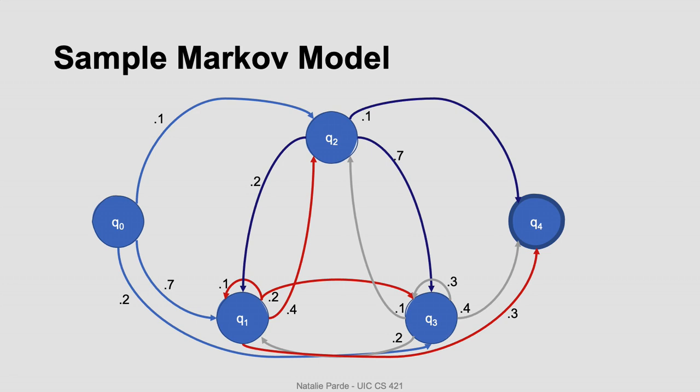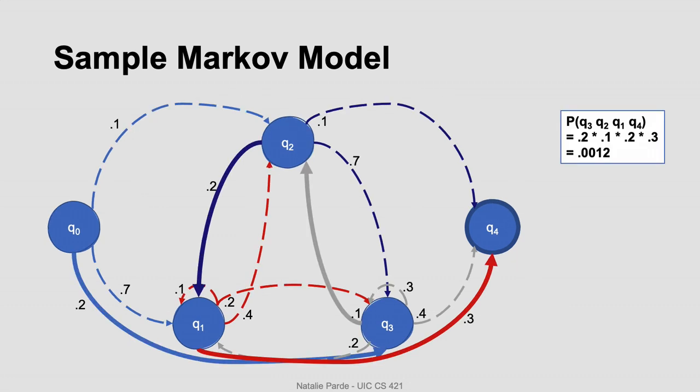Here's an example of a Markov model to illustrate. Note that it looks almost exactly like a finite state model, just with these added probabilities. To determine the probability of an entire sequence occurring in a Markov model, you can just multiply the individual transition probabilities for that path.